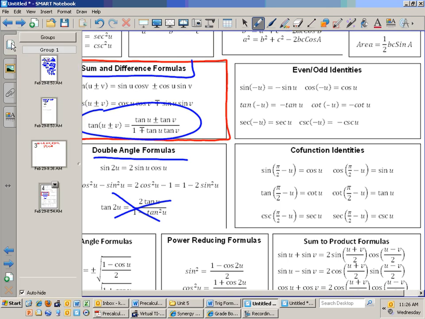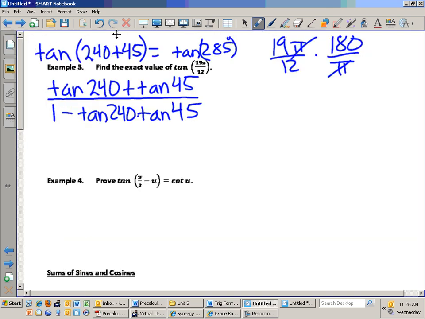All right, let's give it a shot. What's the tangent of 240? Square root of 3. What's the tangent of 45? 1. Divided by 1 minus square root of 3 times 1 is the square root of 3. Nope, can't have a square root in the denominator. That would just be wrong, right? Okay, so what do I do? How do I get rid of that square root?